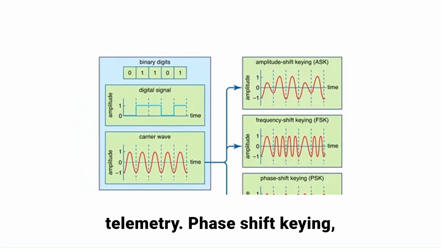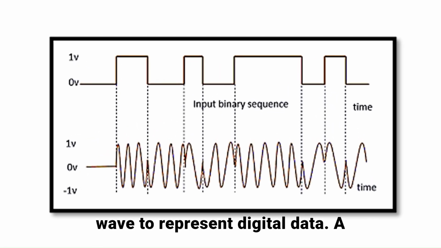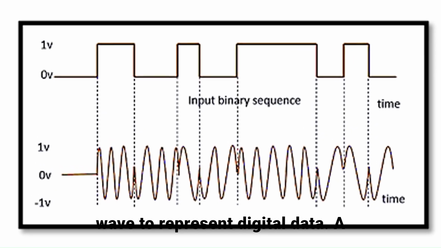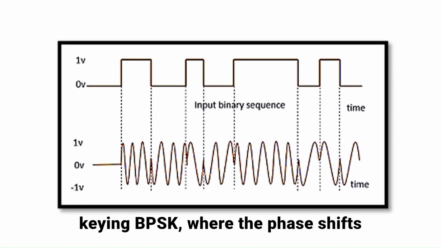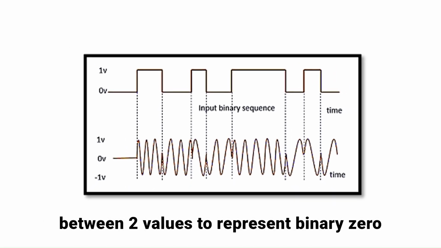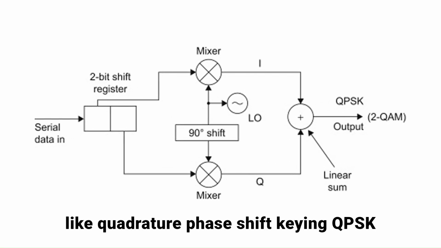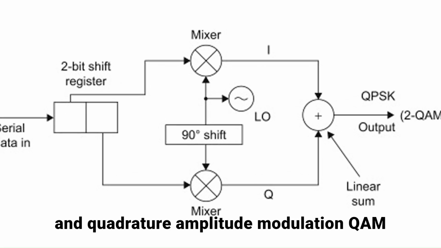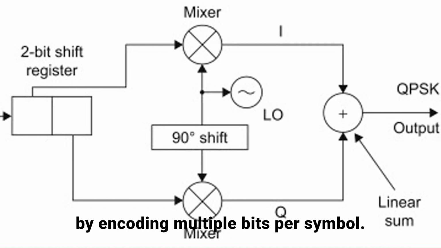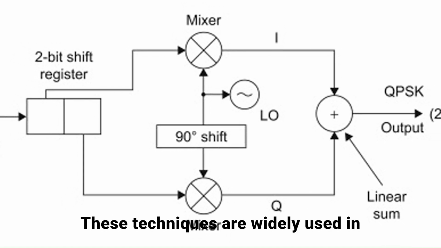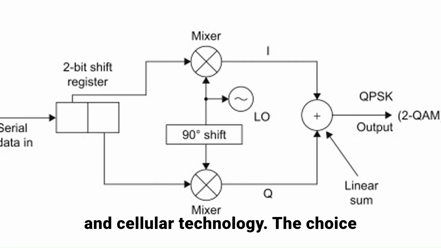Phase shift keying, or PSK, changes the phase of the carrier wave to represent digital data. A common form of PSK is binary phase shift keying, BPSK, where the phase shifts between two values to represent binary 0 and 1. More advanced versions, like quadrature phase shift keying, QPSK, and quadrature amplitude modulation, QAM, allow for higher data transmission rates by encoding multiple bits per symbol. These techniques are widely used in satellite communication, Wi-Fi networks, and cellular technology.